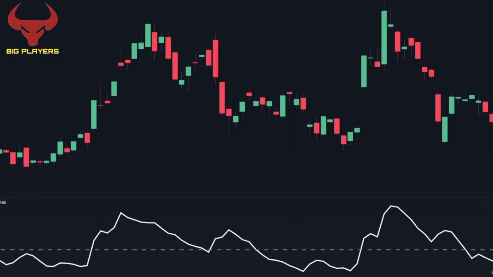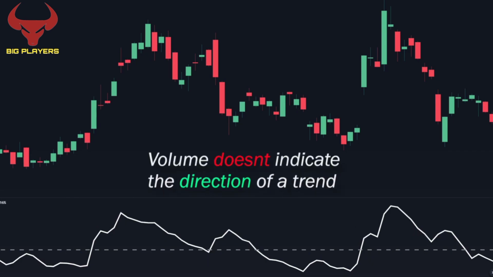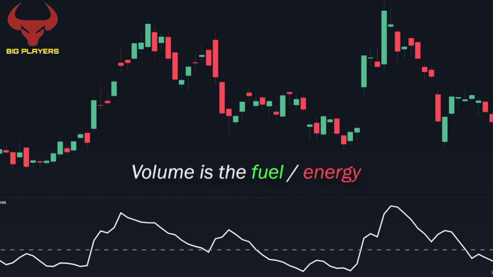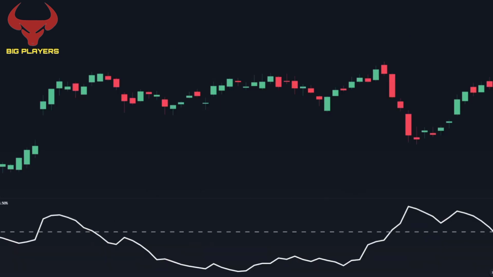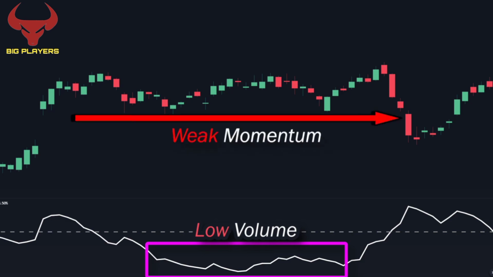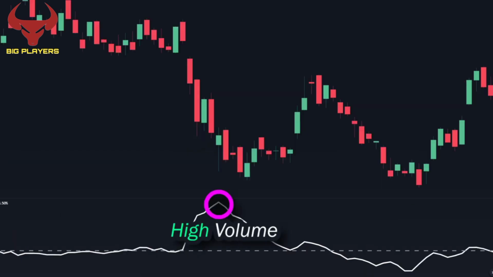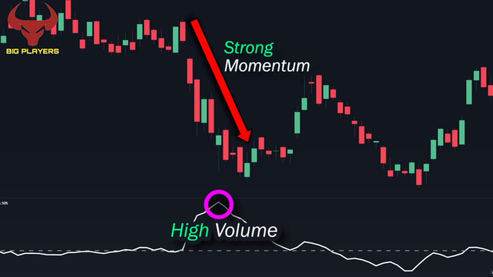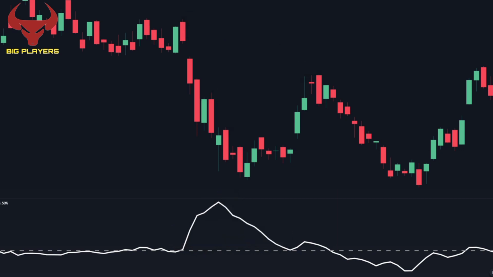So this is how you read the volume oscillator. First, you need to know that volume doesn't indicate the direction of a trend. Volume is basically like the fuel or the energy. So if the volume is low, it means the momentum is weak. And if the volume is high, it means the momentum is strong. So to know the direction of the momentum, you need to look at price action.